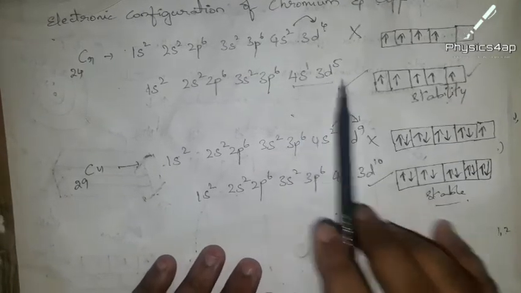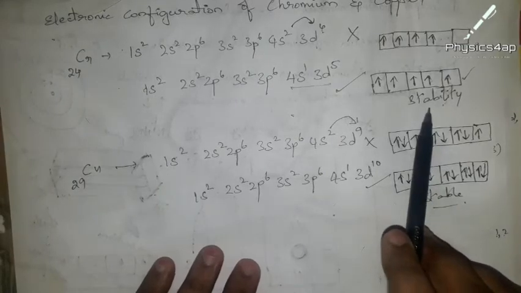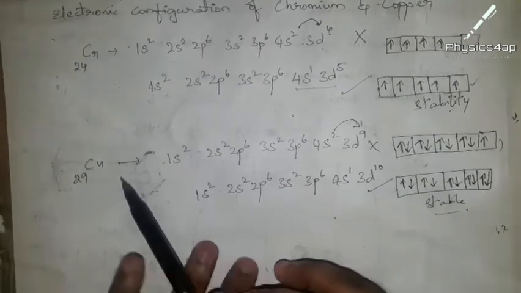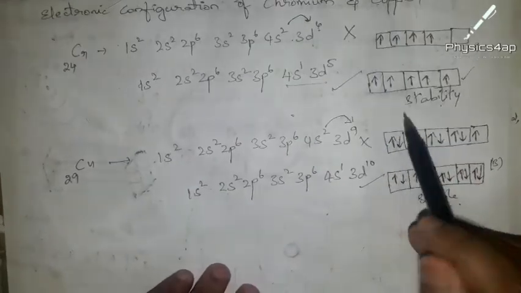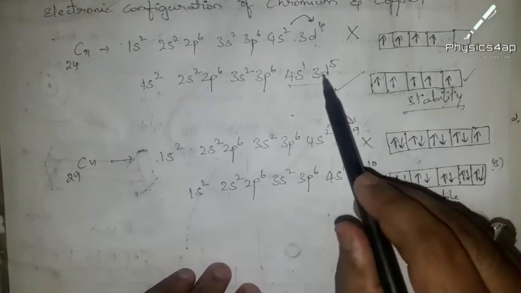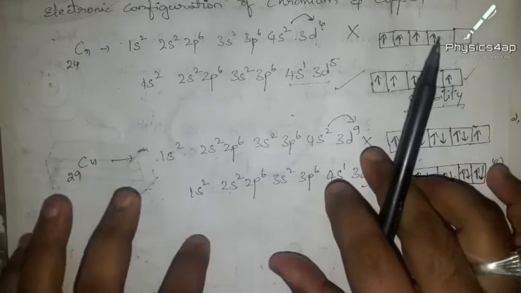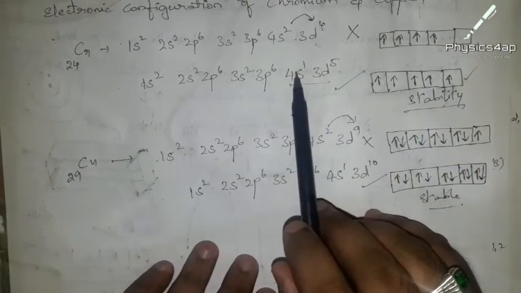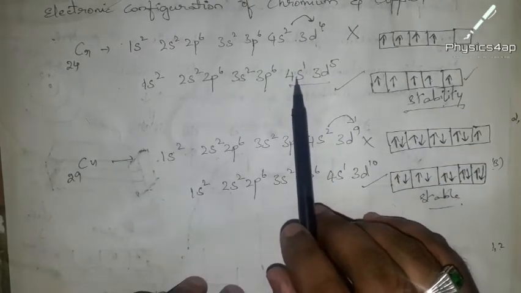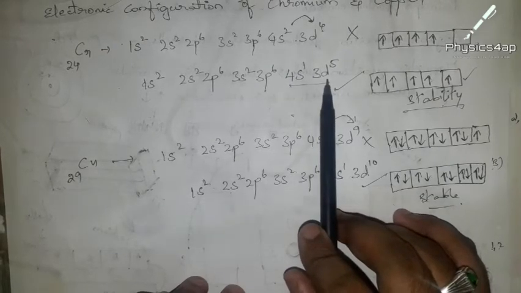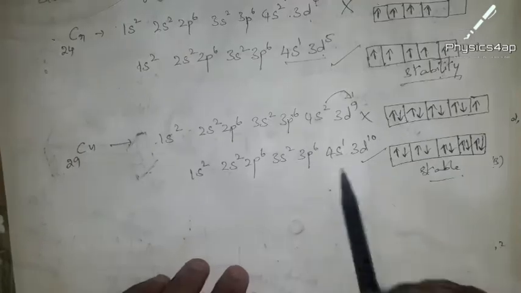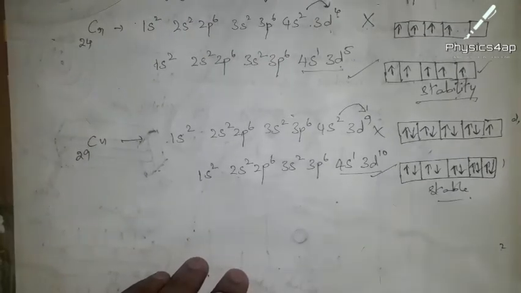Why? Because of stability. So if anybody asks why chromium and copper violate the Aufbau principle, it is for their stability. To become stable in their energy levels, they have to take an electron from the 4s energy level to the 3d energy level. Due to that reason, these electronic configurations are a little bit different.